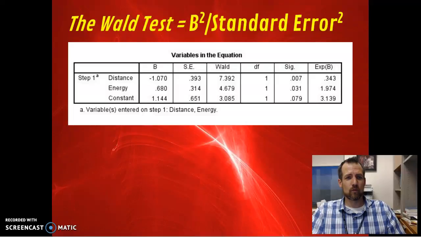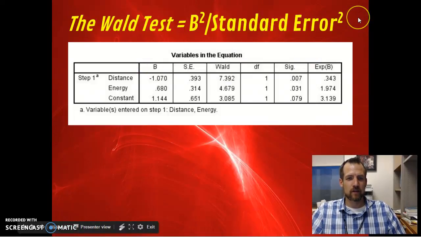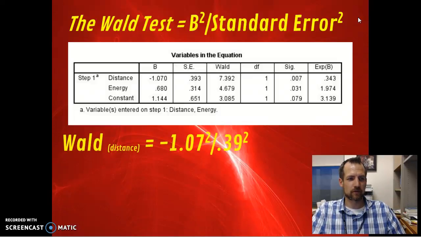And the way this is calculated is b squared. So b is the mysterious value that the computer created for us that helps fit the data, and that value is divided by the standard error. So it's the beta weight squared divided by the standard error of that same beta weight also squared. To do this calculation, it's not that hard. So let's choose our distance variable.